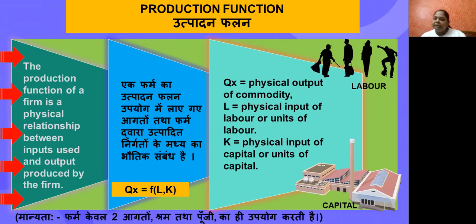Now, the notable thing here is that we are assuming that there are only two factors of production used in the production process: one is labor and one is capital. This is only for convenience. It does not change our analysis or our study. Q is the output produced. So the production function is known as QX = F(L, K).